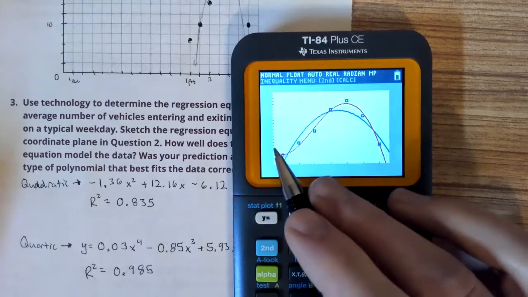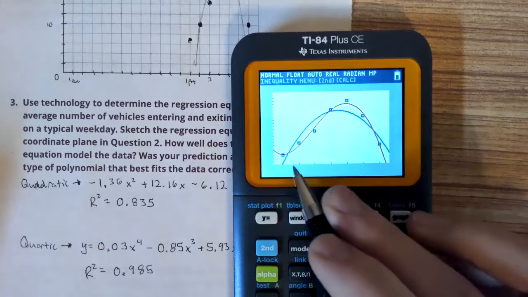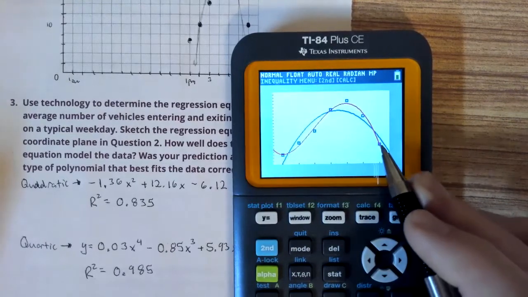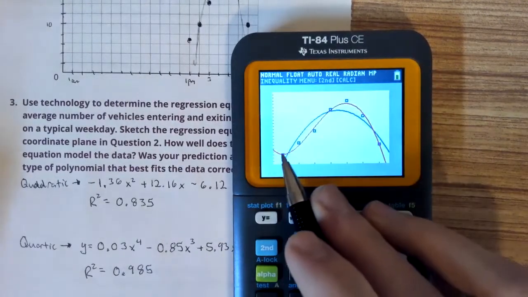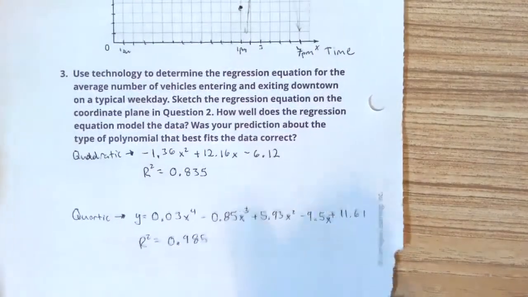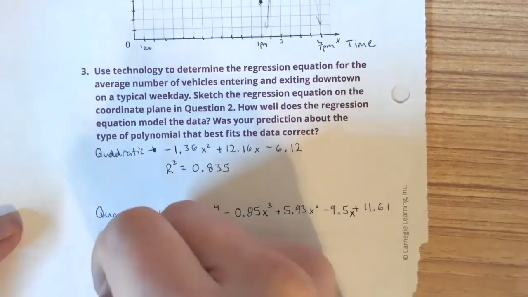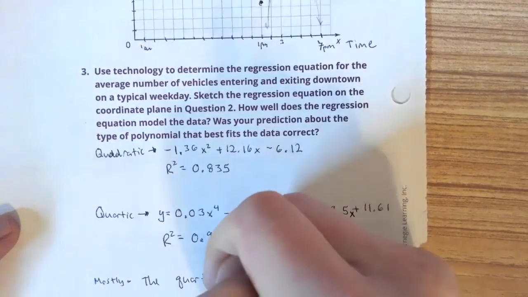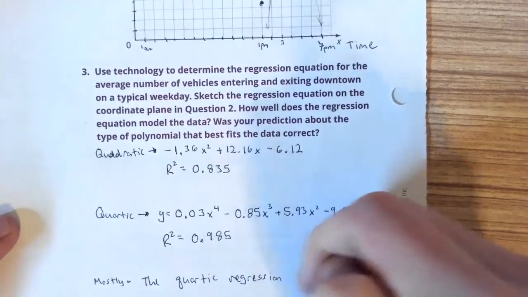It much more accurately predicts the amount of traffic for each given time of day. It even correctly predicted this one, and this one up here too. This one too. Very, very, very accurate. So was your prediction correct? Mostly. The quartic regression was much more accurate.